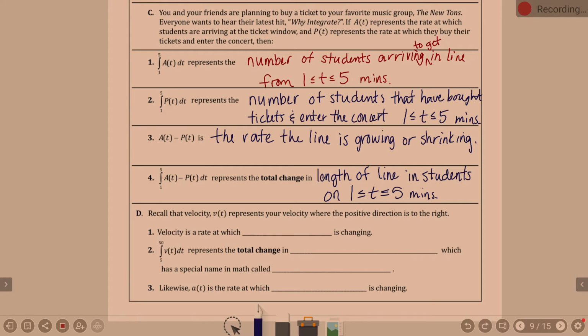Okay. Let's talk a little physics for a moment. Recall that velocity represents your velocity where the positive direction is to the right. Okay. Velocity is a rate at which what is changing? Position.